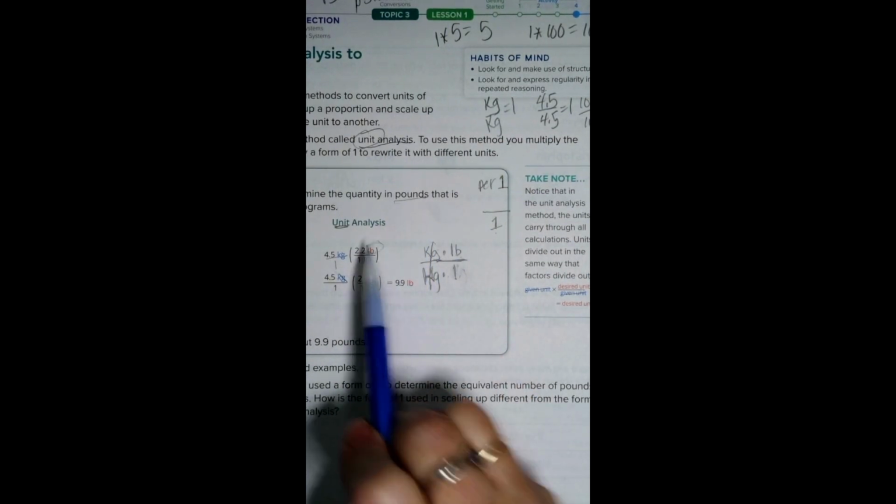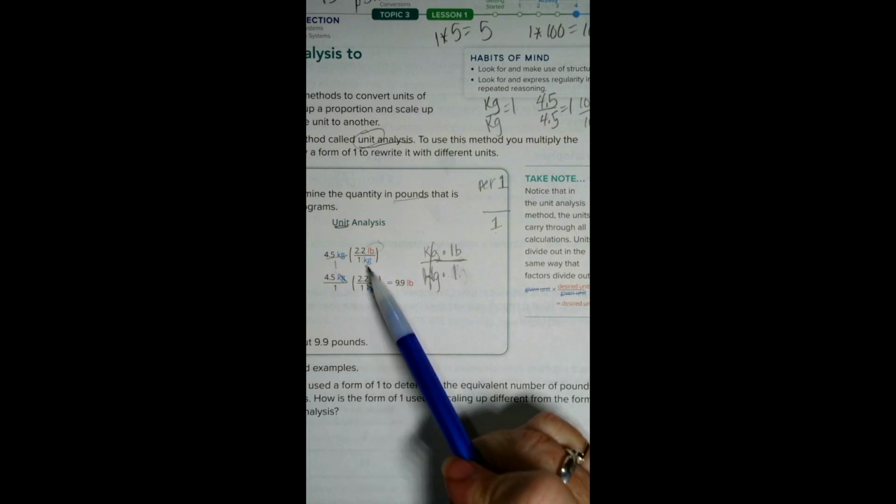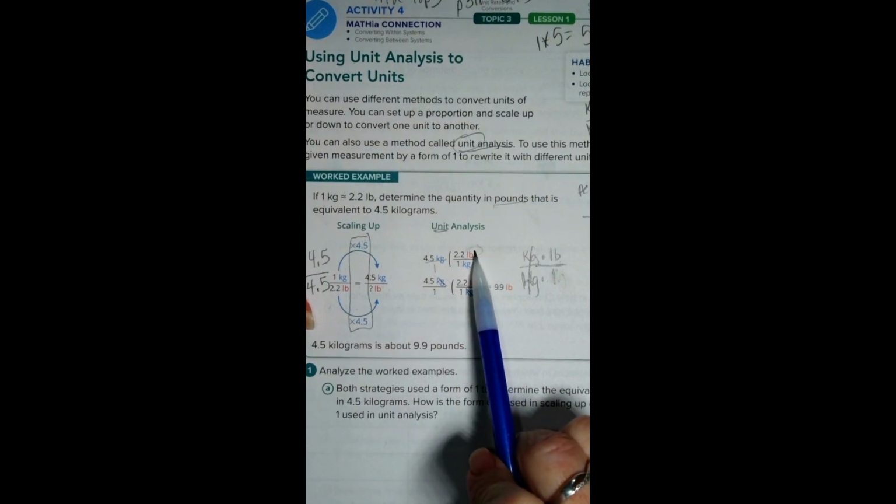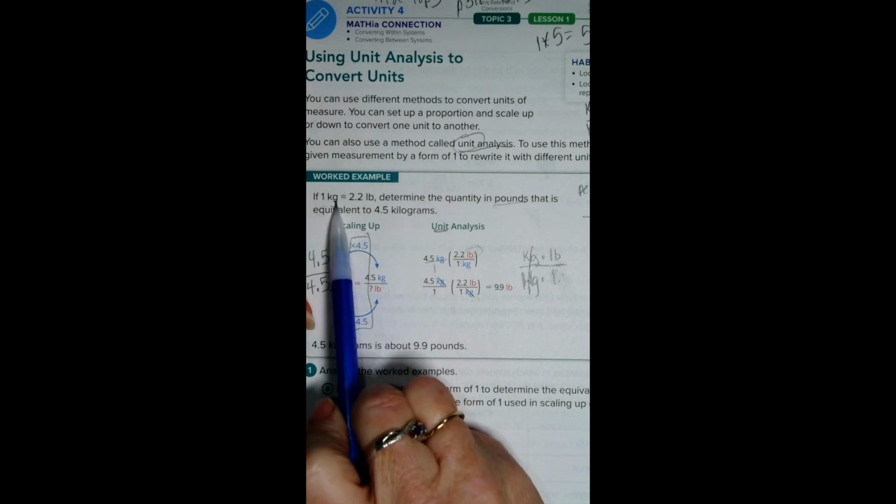So the part that they want it to go to, pounds, is going in the numerator. So then they're using the conversion rate that we know of, 1 kilogram is 2.2 pounds. And they're putting it so that the pounds is in the numerator, because we want the kilograms to cancel out. And then notice they're just multiplying straight across.